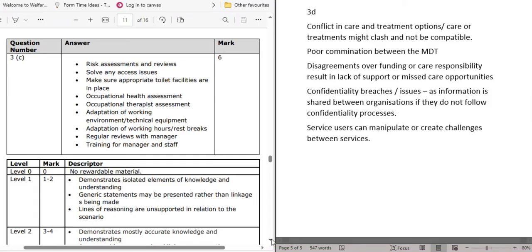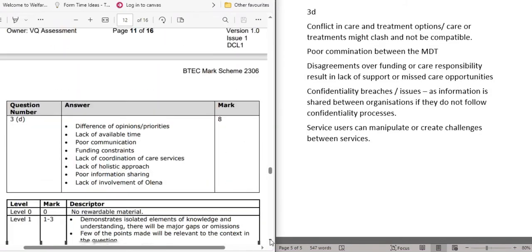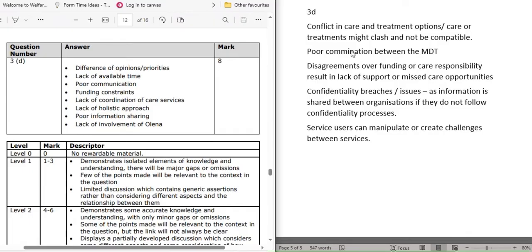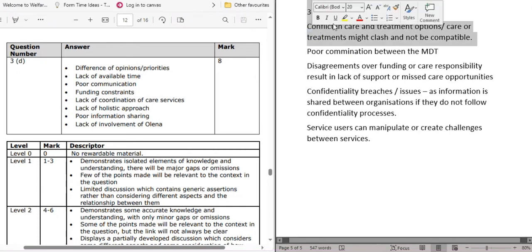And then 3D, which was about the problems of a multidisciplinary team. And again, I went with 5 possible areas. So we've got difference of opinions, which we do have. So conflicts, disagreements over treatment, that's kind of in that field.